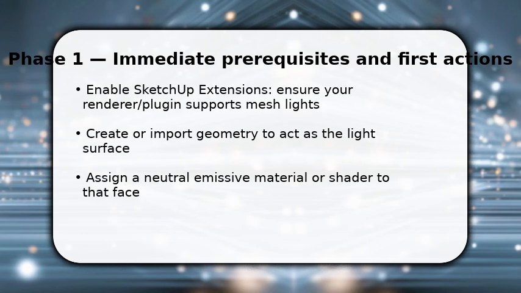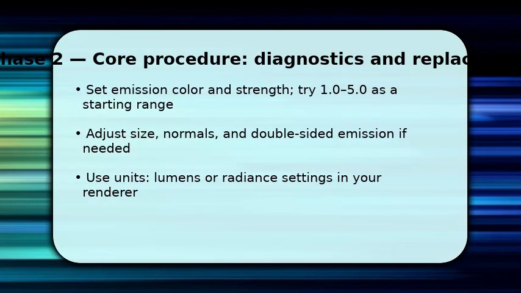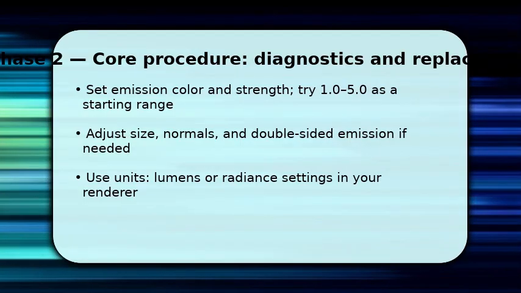Now configure the emissive material in your renderer's material editor. You, the user, should set color and strength. Start with a mid-range value so you can see results without clipping. For example, set intensity to about 2 to 5 units and choose a realistic temperature.